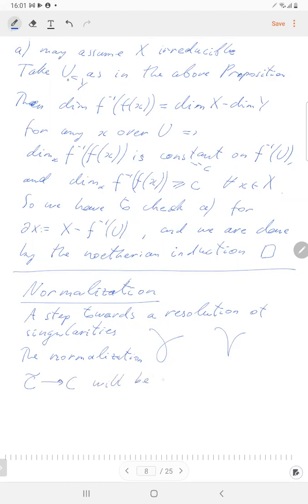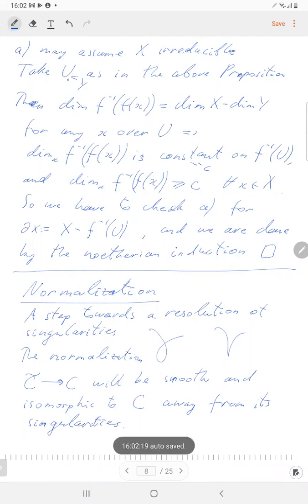Will be smooth and isomorphic to the original curve C away from its singularities. Unfortunately, it works literally so only for curves. So already for surfaces, you can have normal surfaces that are singular.